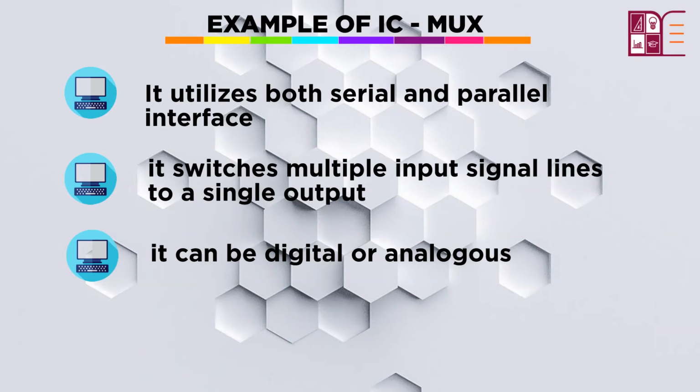It is used to switch multiple input signal lines to a single output line using a control signal. It works as a multiple position rotary switch that is very fast. The input lines are also known as channels. It can be digital using logic gates or analog using transistors, relays or MOSFET.